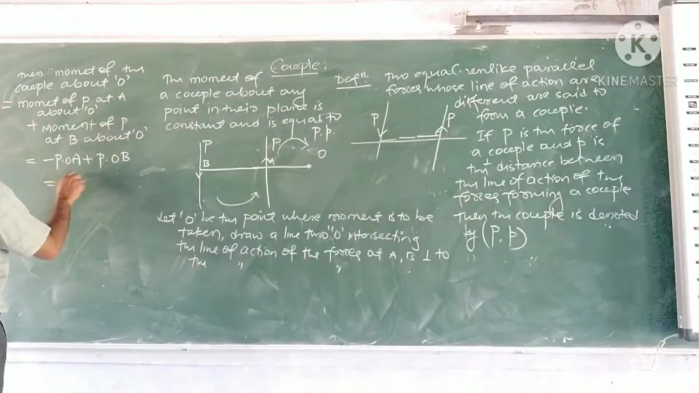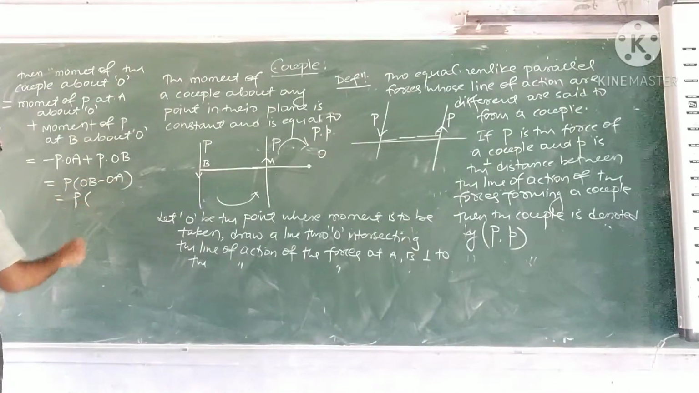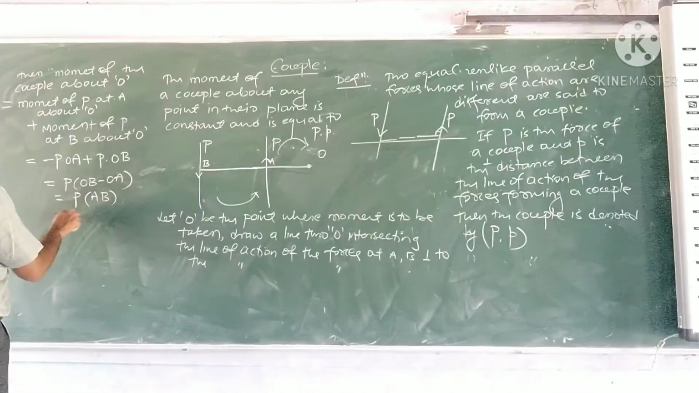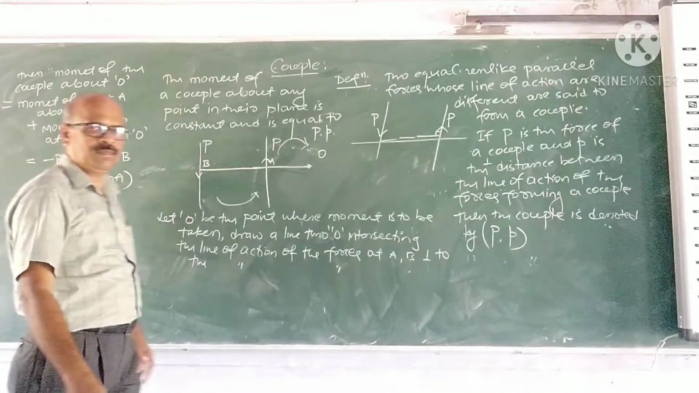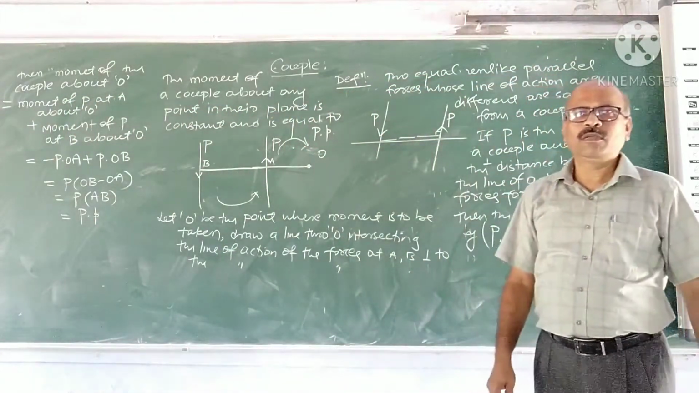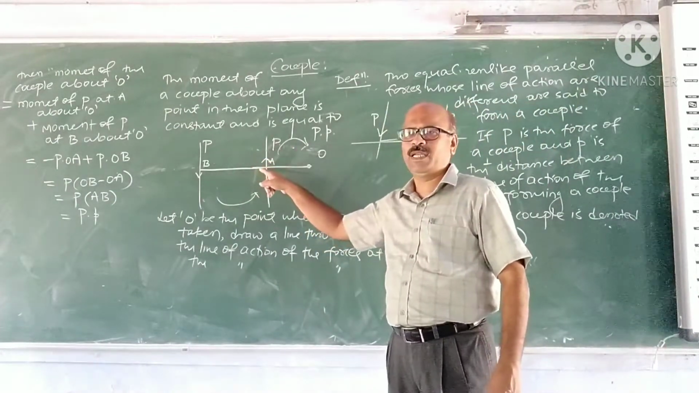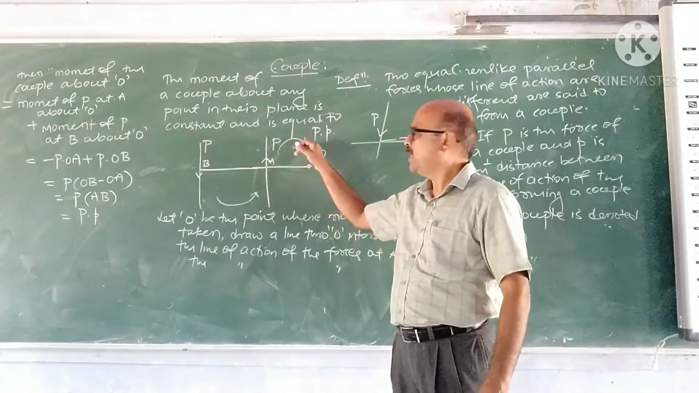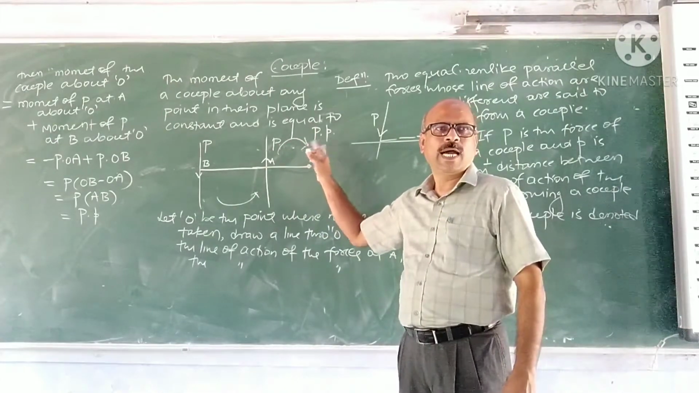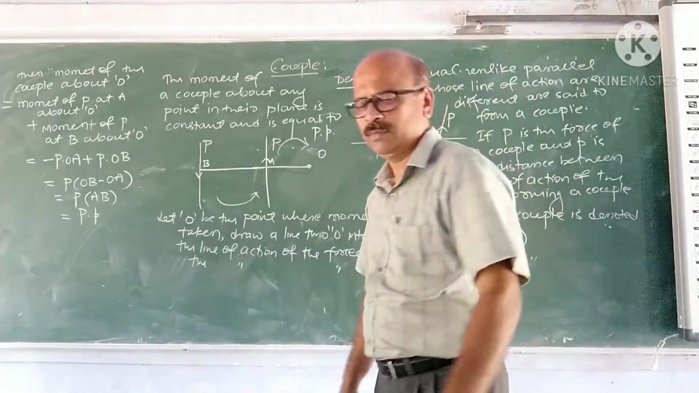What is this? P into (OB minus OA). What is OB minus OA? AB. Therefore, P into small p. The important result: the moment of the couple about any point in their plane is P into p, force into the arm of the couple, P into small p.